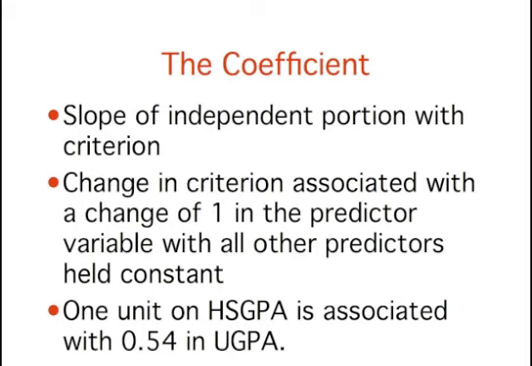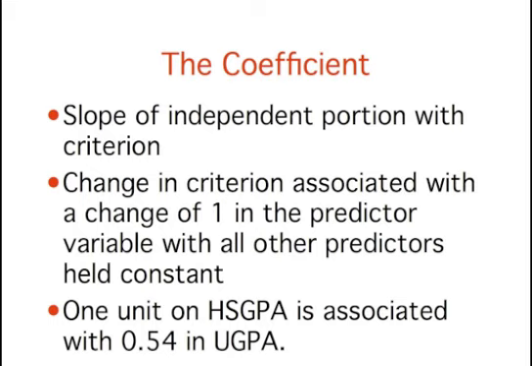This means that the regression coefficient for high school GPA is the slope of the relationship between the part of HSGPA that is independent of, that is uncorrelated with, the other predictor variable, and the criterion variable. It represents the change in the criterion variable associated with the change of 1 in the predictor variable, when all other predictor variables are held constant.